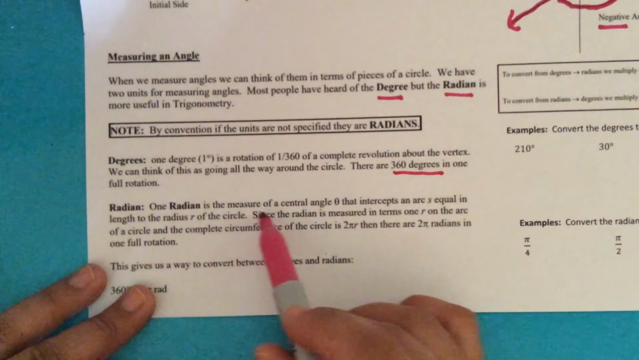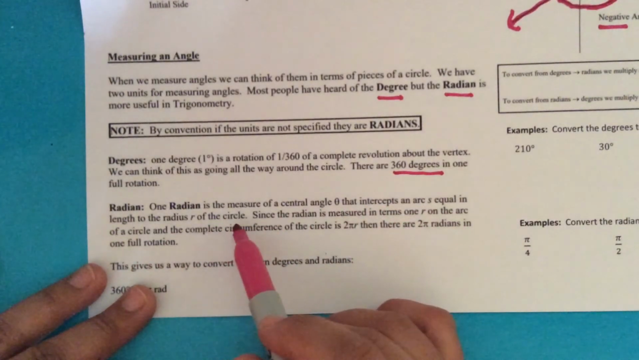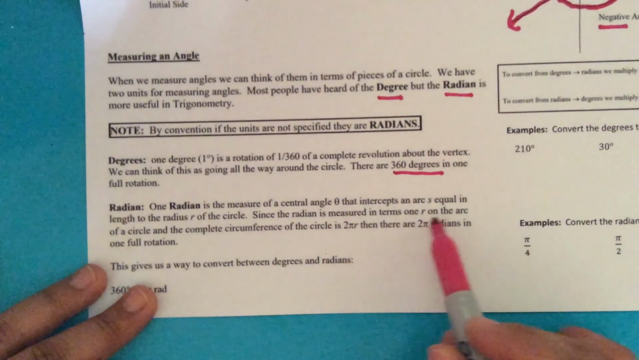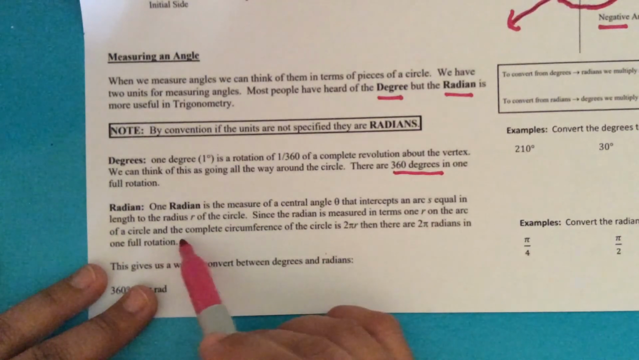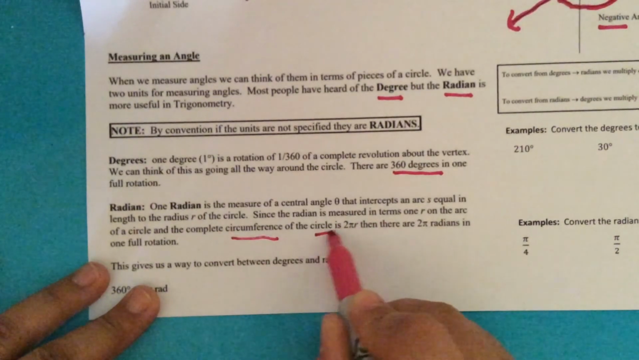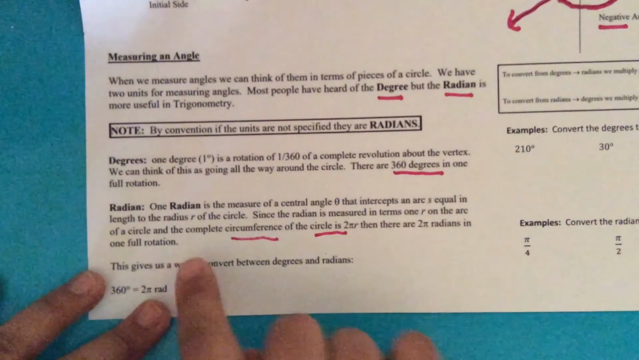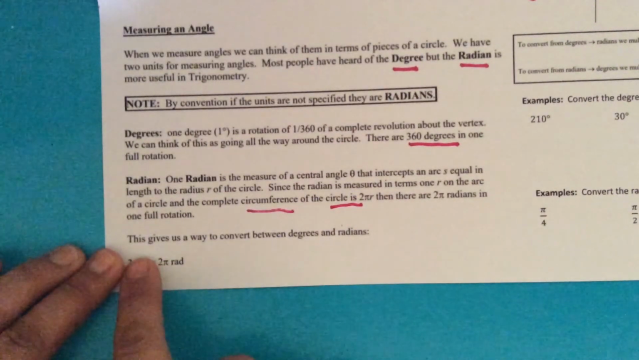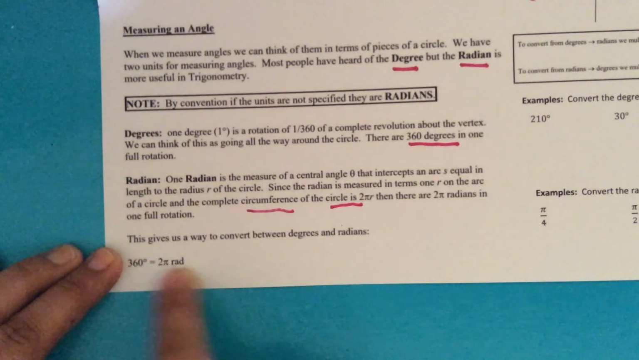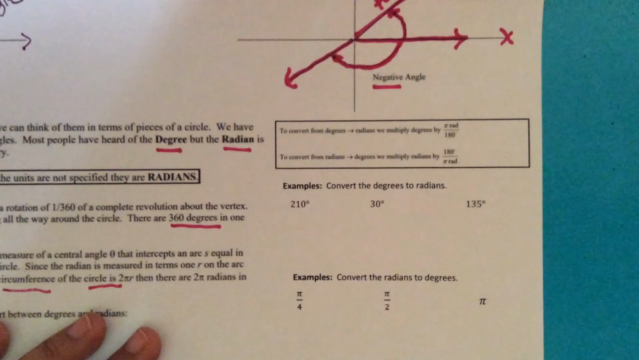Radian: 1 radian is the measure of the central angle that intercepts an arc equal to the length of the radius r of the circle. Since the radian is measured in terms of 1 radius on the arc of the circle, and the complete circumference of the circle is 2 pi r, it comes from the circumference of the circle, which is 2 pi r. Then there are 2 pi radians in one full rotation, or one circle. So this gives us a way to convert degrees and radians. So 360 degrees is 2 pi radians. Okay. So now, go ahead and go to the next video to do the conversion.